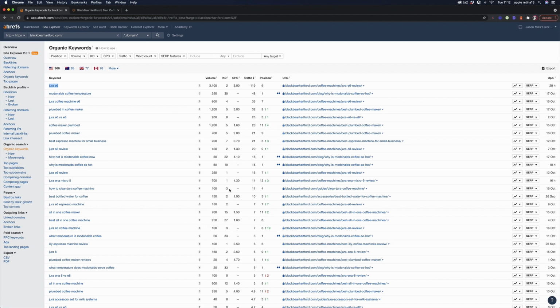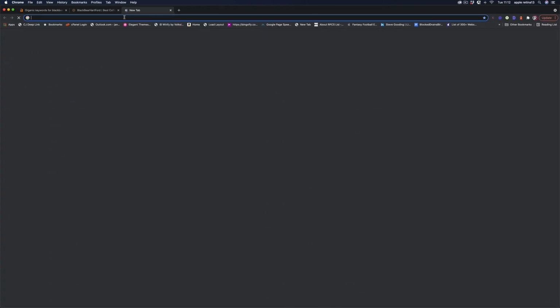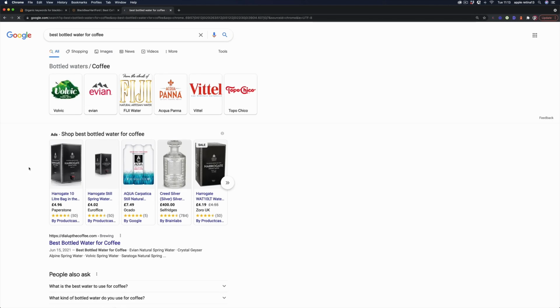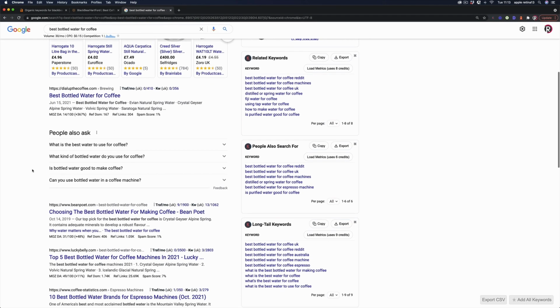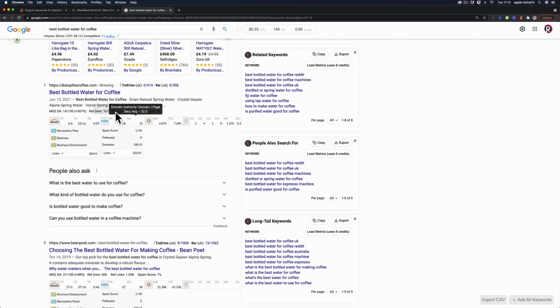And the keyword difficulties here for a lot of their keywords are pretty low. This is an interesting keyword here, best bottled water for coffee. And that has got an absolute ton of buyer intent behind it. Because if you're searching for the best bottled water for coffee, you're likely to want to buy it. It's probably not the biggest earner in the world, but let's see who ranks for this. So we've got this Dial Up the Coffee, low DA in position 1. That is certainly a keyword that I think you could focus in on with a fairly young site, get some traffic coming in, get some sales coming in.